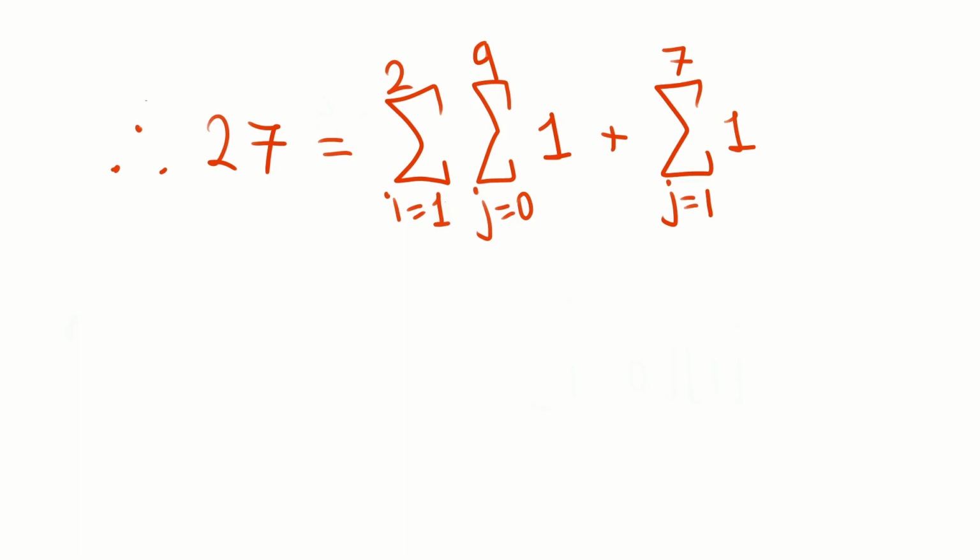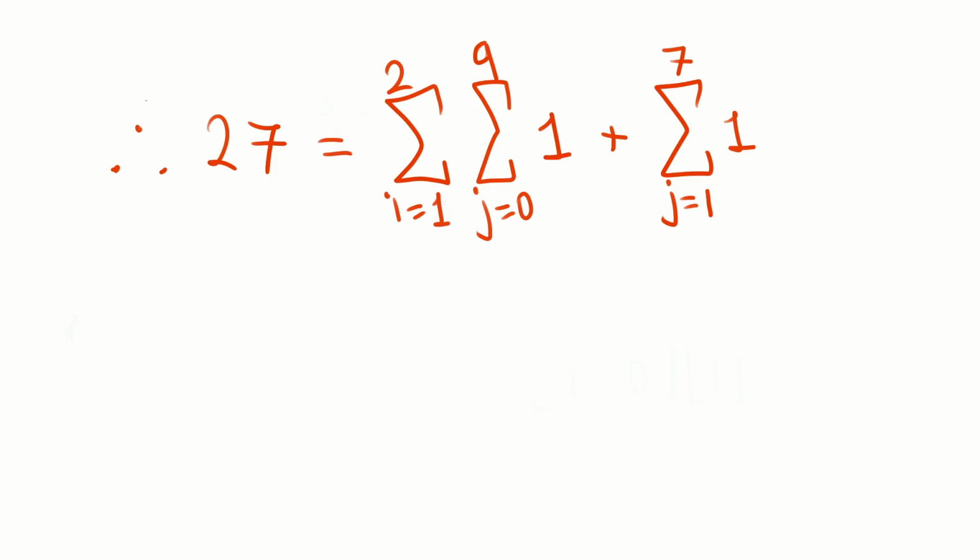27 is the double summation plus the summation. You sum 1 from 0 to 9, that would give you 10 ones, so that's 10, and you sum it twice, so you get 20, and then you sum 1 from 1 to 7 times, that's 27. And now you have 27.